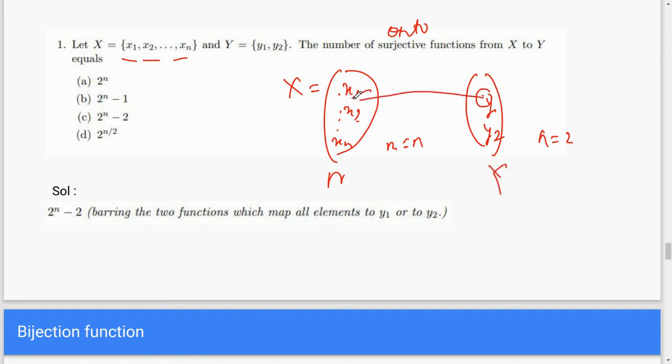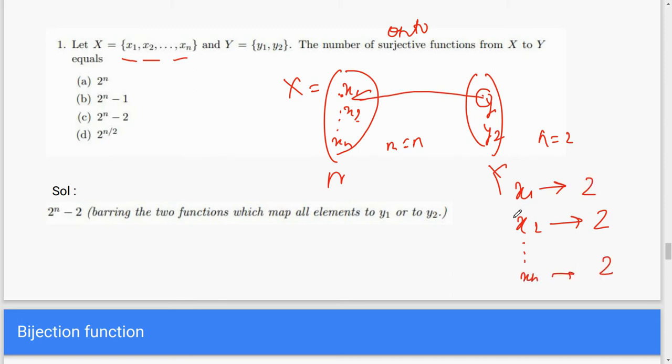Surjective function means whatever value you choose in Y, you are going to get a particular mapping from X. So x1 is going to be related to either y1 or y2. So for x1 there are two choices in Y. Obviously x2 is also going to relate to either y1 or y2. So for all the xn, each is going to relate to either y1 or y2.